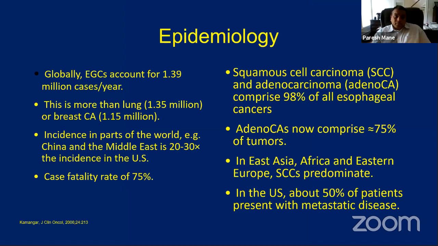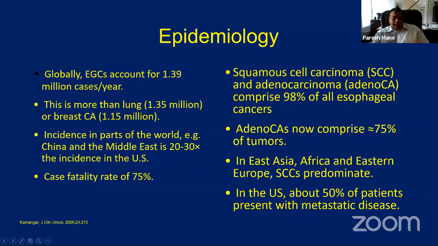Broadly speaking, esophagus cancers fall in two categories. One is the squamous cell carcinomas, and the other one is adenocarcinomas. Globally, if you look at Egypt and the Middle East and China and Japan and India and Bangladesh, and you put them all together, esophageal gastric cancers are common. I mean, they would say about 1.3 million cases a year. That's even more than lung. I have a feeling lung doesn't get adequately diagnosed, which is why the numbers are higher. They're much, much more common in China and India compared to the United States. And the fatality rate, as I mentioned earlier, is high.